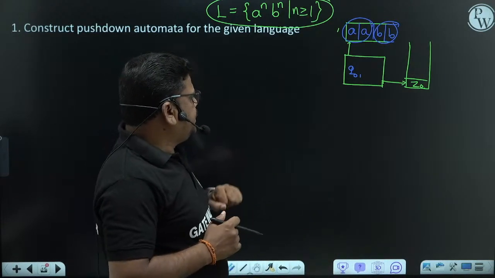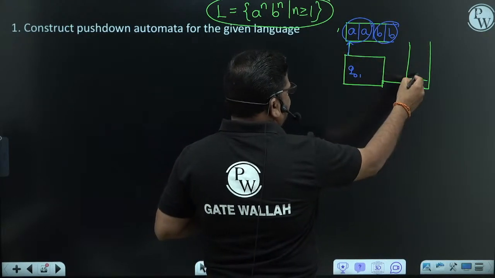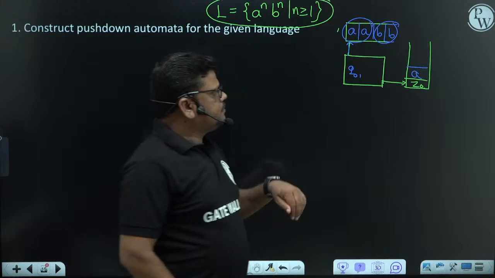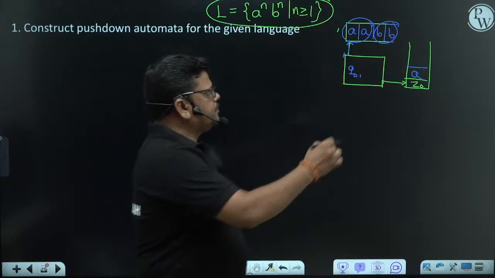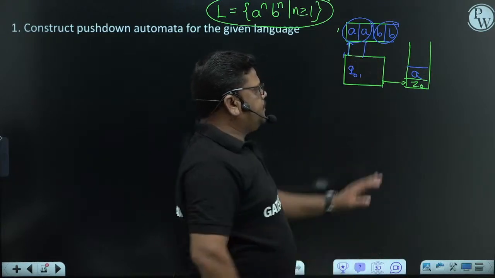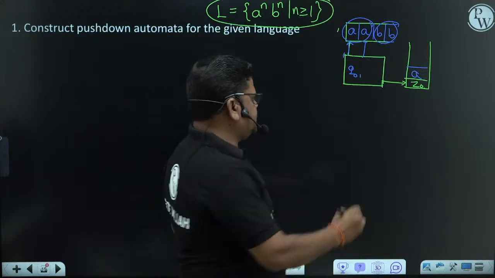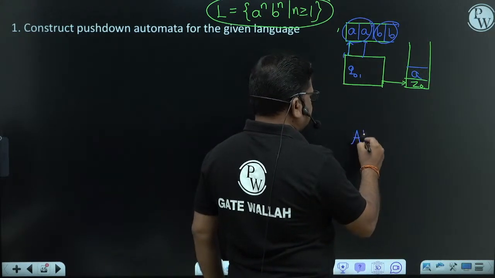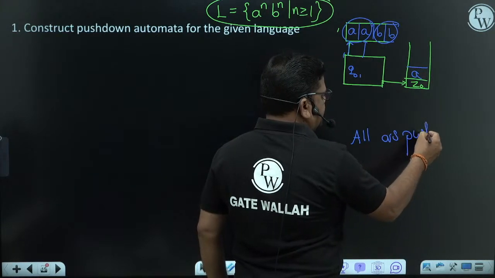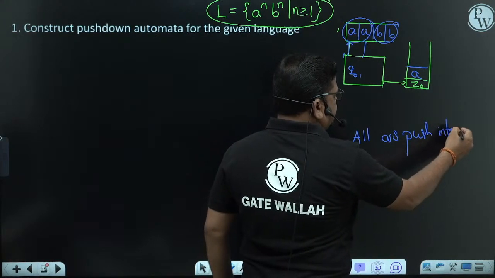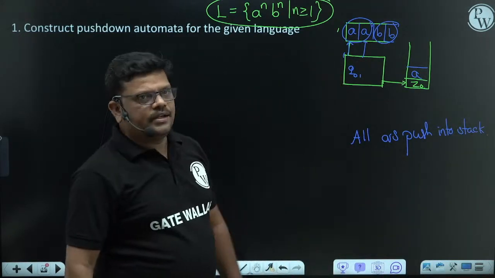So what we will do here is, whenever this automata machine is reading A, that A will be pushed into the stack. If this PDA reads any A, push that A into the stack. Again it is reading A, push that A into the stack. Like this, all A's are pushed into the stack. Let me write the logic here: all A's push into stack.